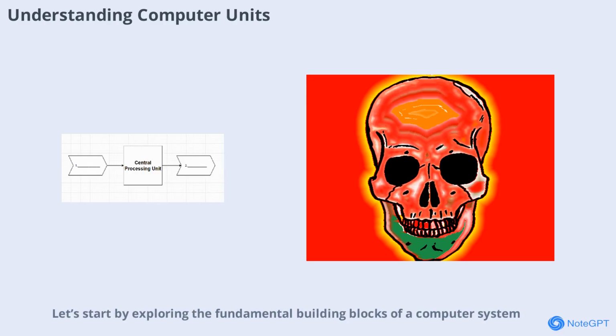Let's start by exploring the fundamental building blocks of a computer system. At the heart of every computer are several key units: the input unit, output unit, memory unit, arithmetic and logic unit (ALU), and the control unit. The input unit is responsible for converting the data you enter into a format the computer can understand, specifically binary code made up of zeros and ones.